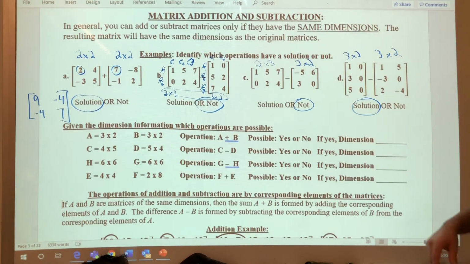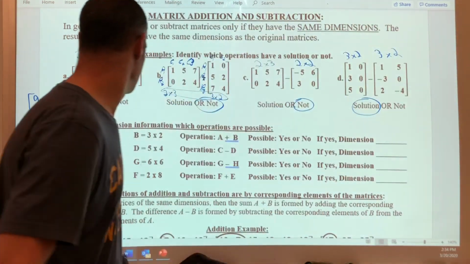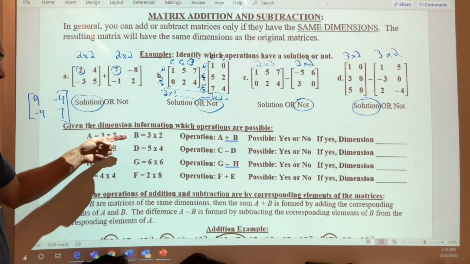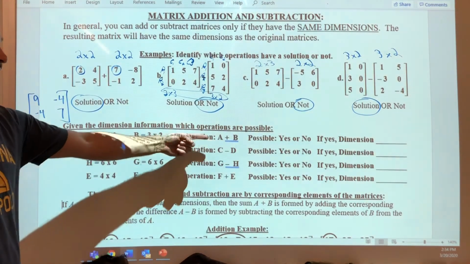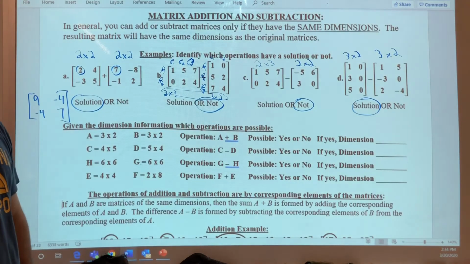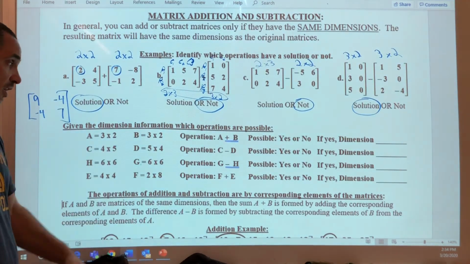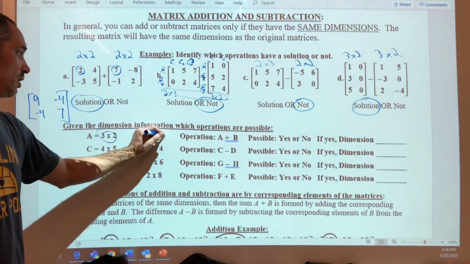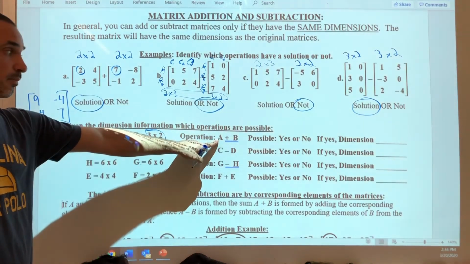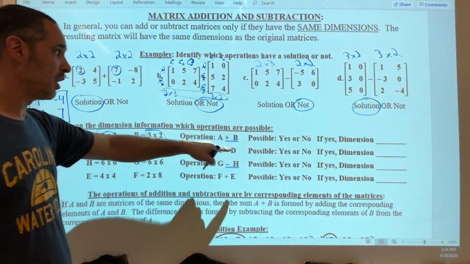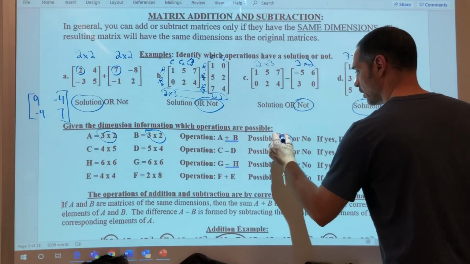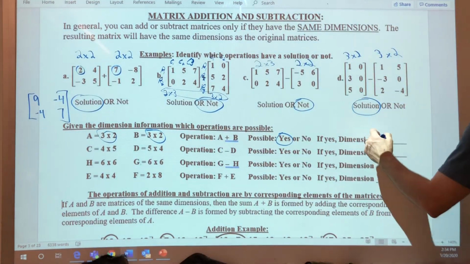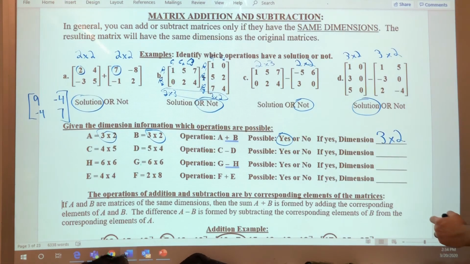Given the dimensions information, which operations are possible? So if we have matrix A is 3 by 2, matrix B is 3 by 2, and I want to add the matrices, can I do it? Yes or no? And the answer is, yeah. They have the same dimensions. If they have the same dimensions, I can add them. When I add them, yes, they will have the same dimensions as the original, 3 by 2. I'll let you work those out on your own.